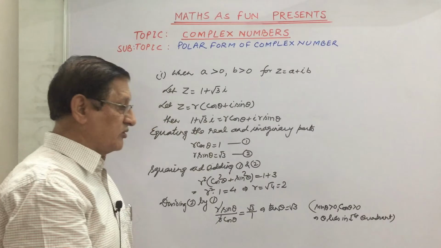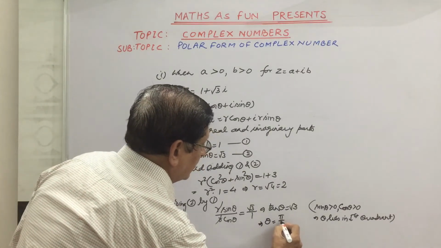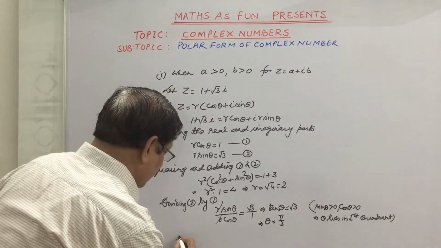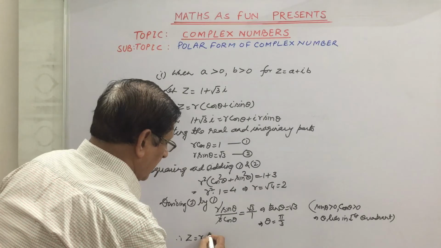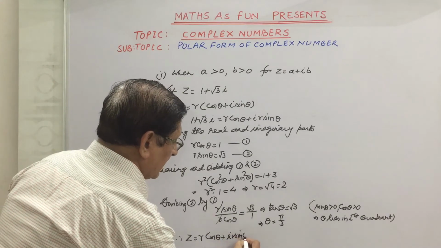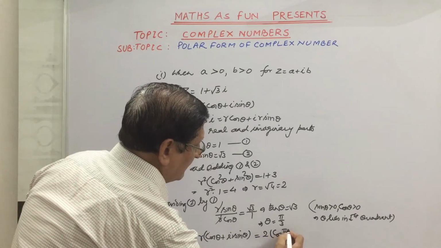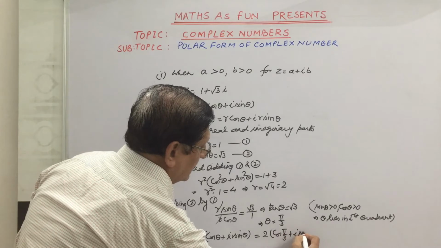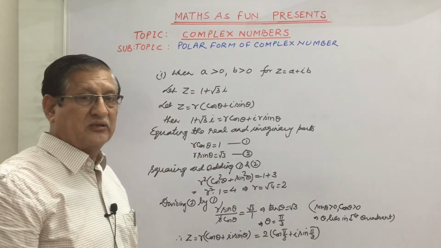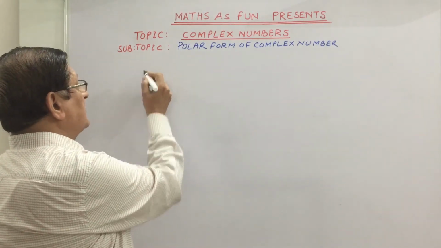And if it lies in first quadrant, this implies that theta is pi by 3 because tan pi by 3 is root 3. And then we can write, therefore, z is equal to r cos theta plus iota sin theta, which will be equal to 2 into cos of pi by 3 plus iota sin of pi by 3. We can make use of any one of the methods to find out the polar form. Let's take the second case now.